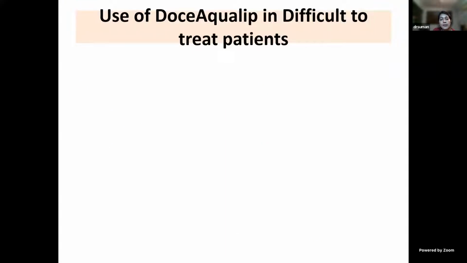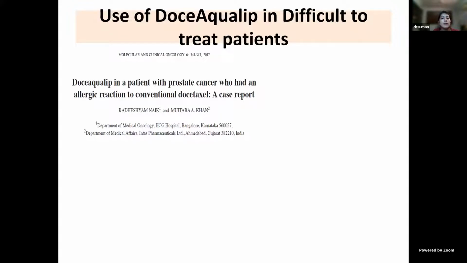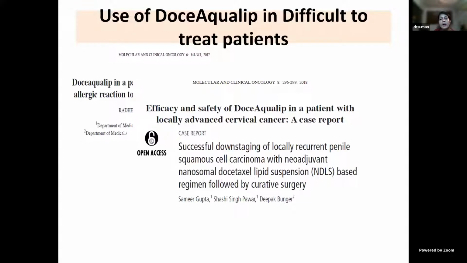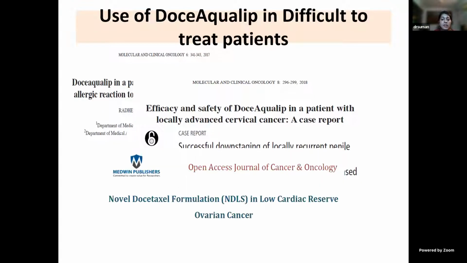So there are a lot of studies for use of docetaxel even in difficult to treat patients. Like for example, in a patient with prostate cancer who had an allergic reaction to conventional docetaxel. So there's a case report of that, efficacy and safety in low-grade 1 cervical cancer. Also, there is data. Someone has also used it in recurrent penile squamous cell carcinoma as in the neoadjuvant setting, followed by curative surgeries.